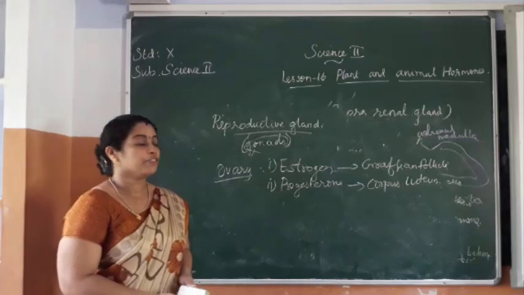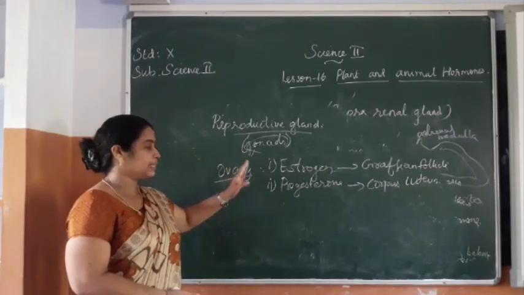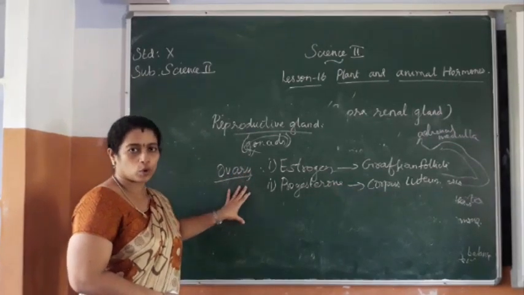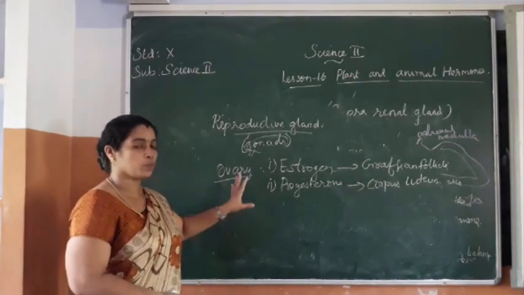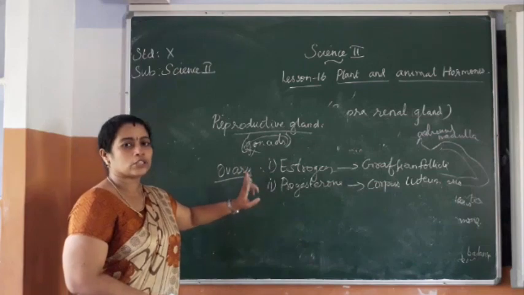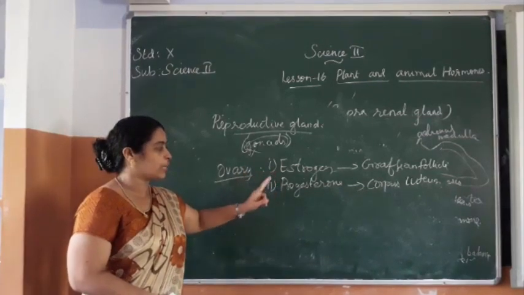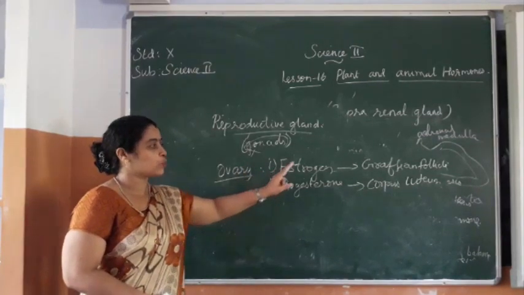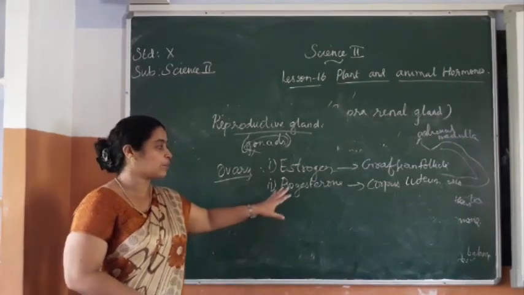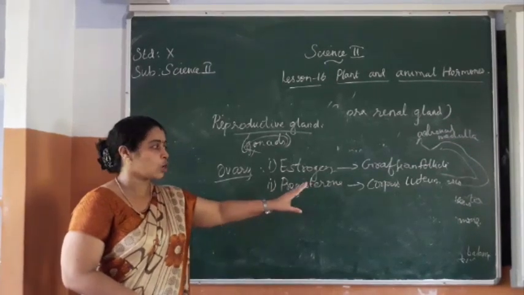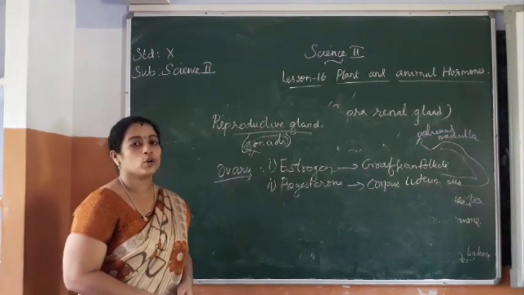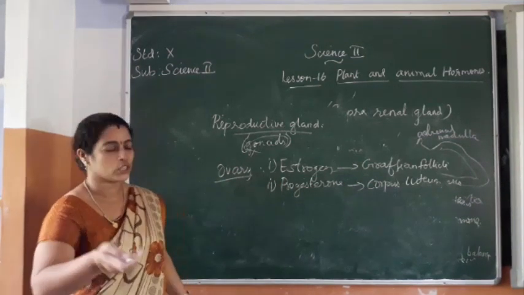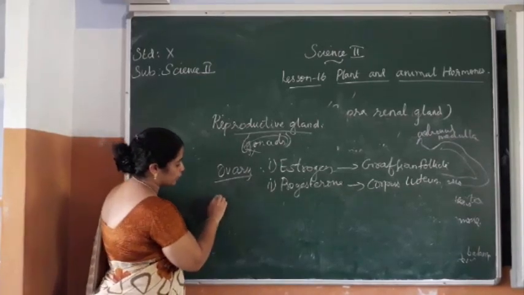So the ovary is the female reproductive part and is responsible for the production of ovum. It is present at the pelvic region of our body. It produces two hormones, estrogen and progesterone. Estrogen is produced by the Graafian follicles, and progesterone is produced by the corpus luteum. First, we are going to study the functions of estrogen.